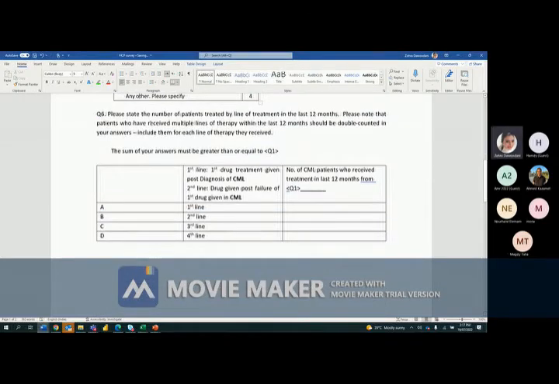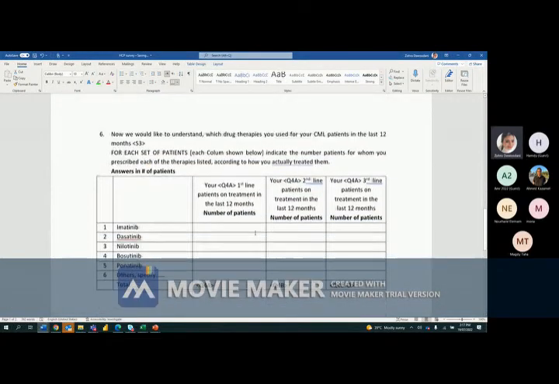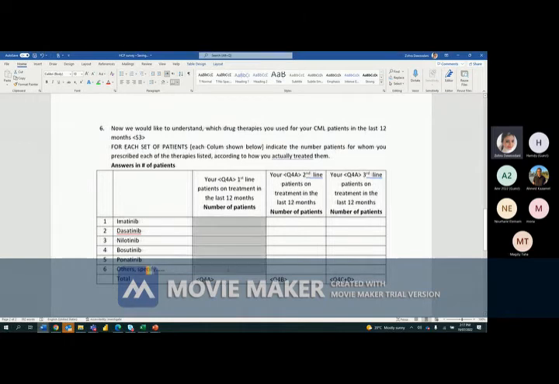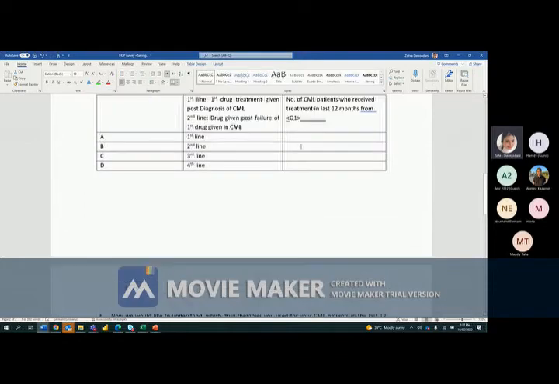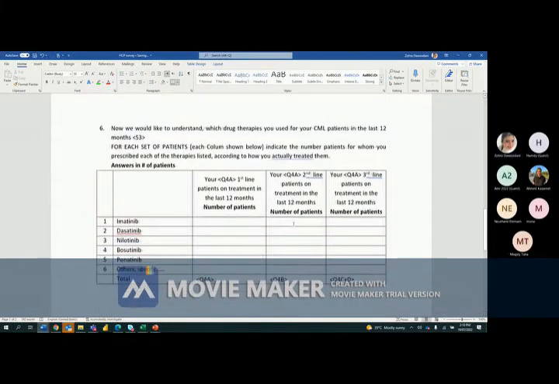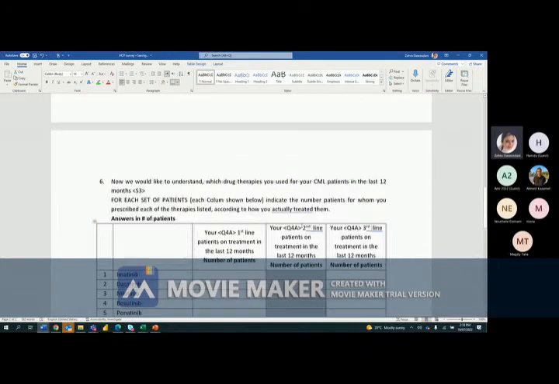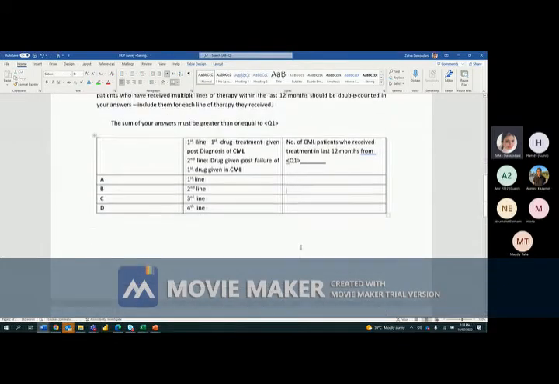Then there's a question on the number of patients by line. This is the same as in the MSS that we have shown. And then we are asking to give the drug share by line. So in first line, how many patients took imatinib, dasatinib, nilotinib, and so on. In second line and third line. So when we add up the number of patients in this column of first line, it should be equal to or more than the number of patients in first line. Similarly, when we add up second line patient drug shares, it should be more than or equal to the second line.